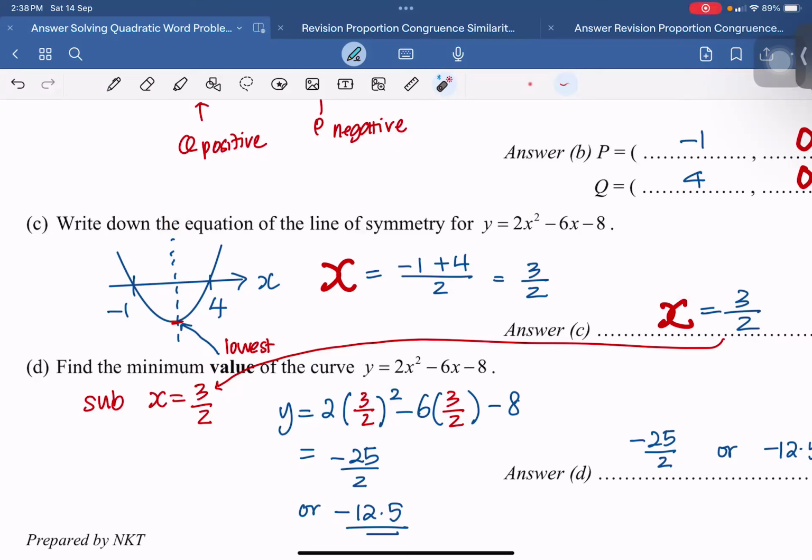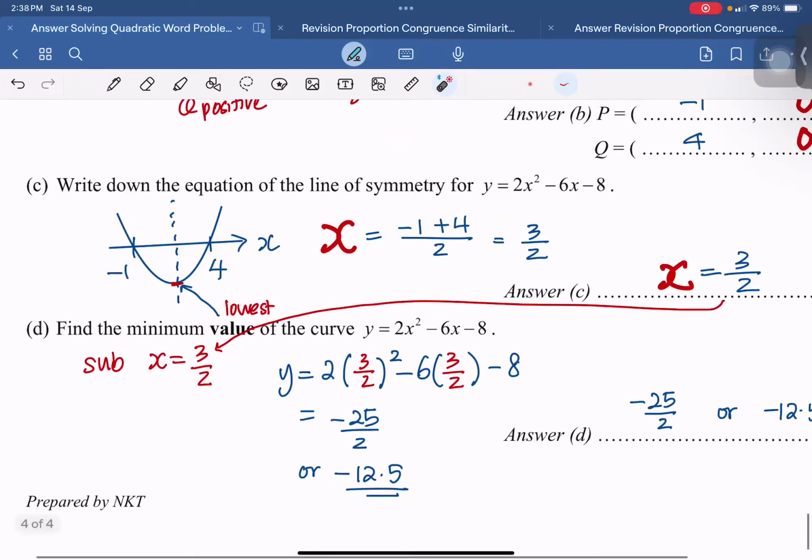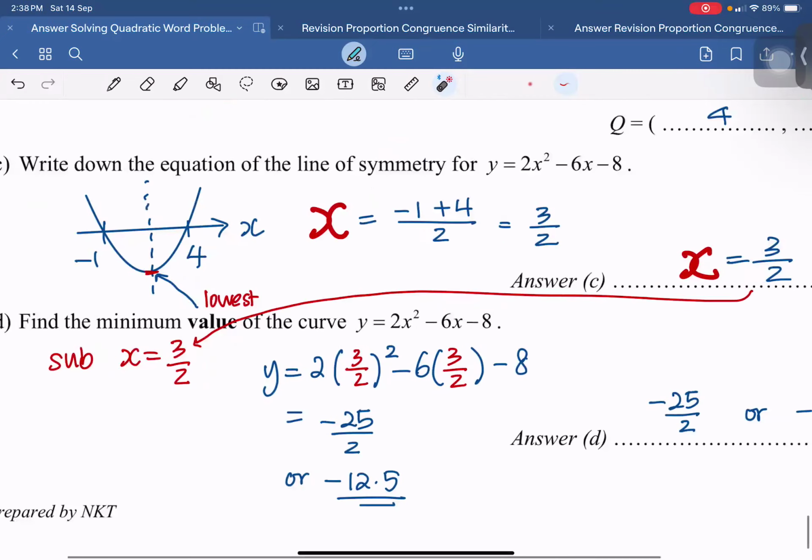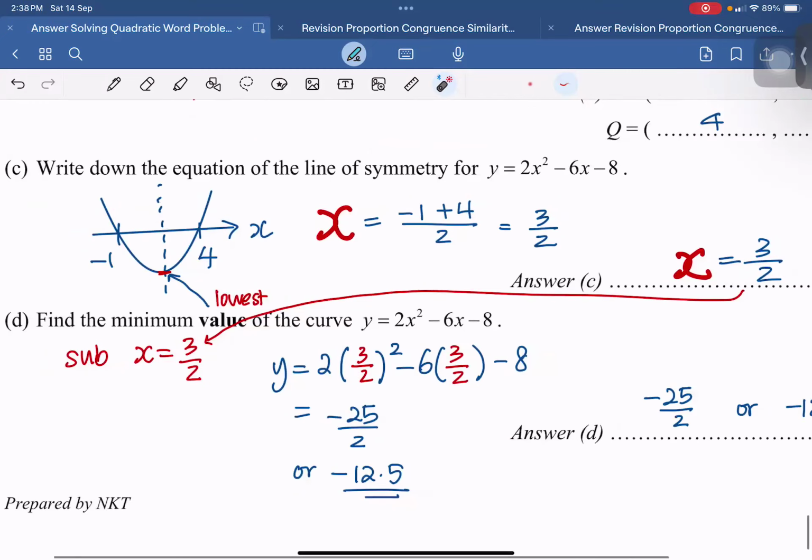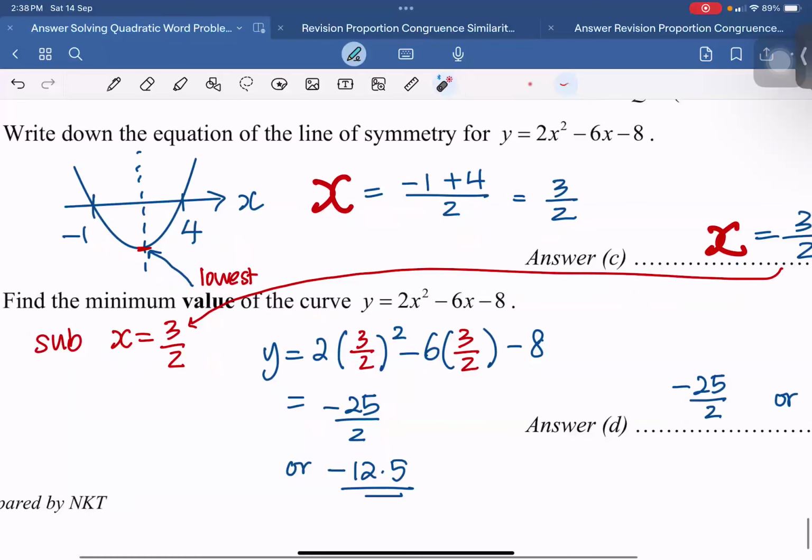Next one, to find the minimum value, the lowest point is actually here on the graph. That happens only when x equals 1.5 or 3/2. I'm going to plug it into my equation. So all the x now change to the number 3/2, and then I compute my answer.